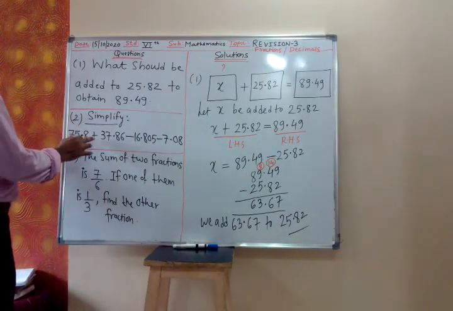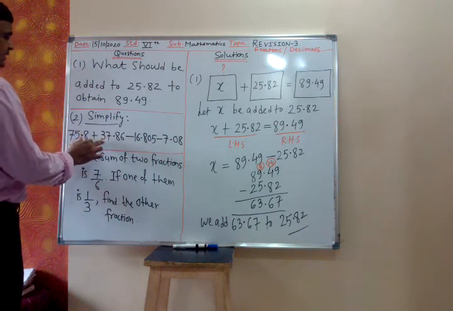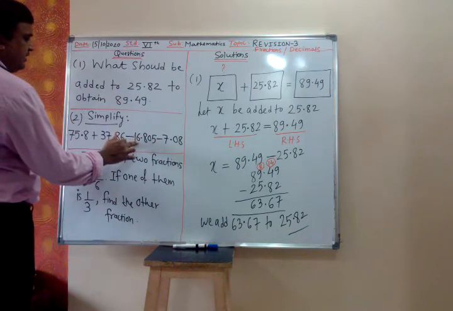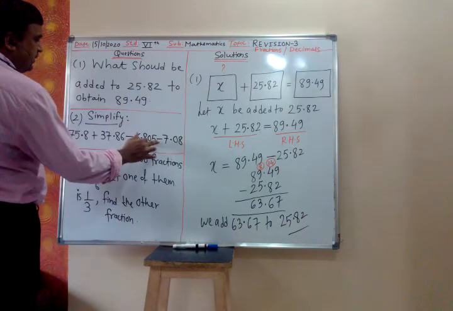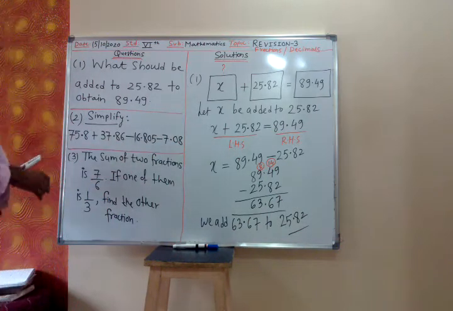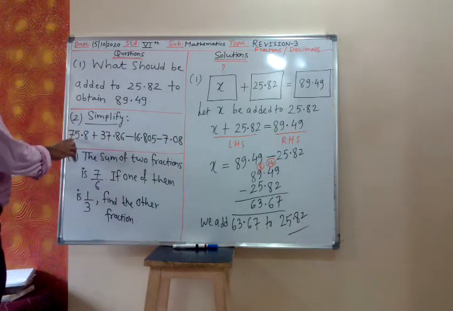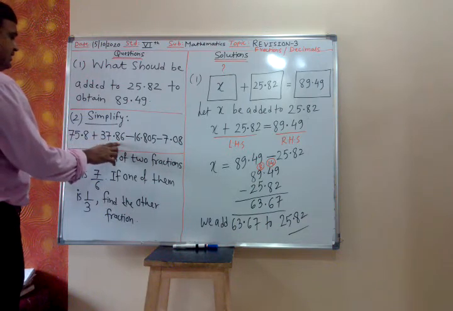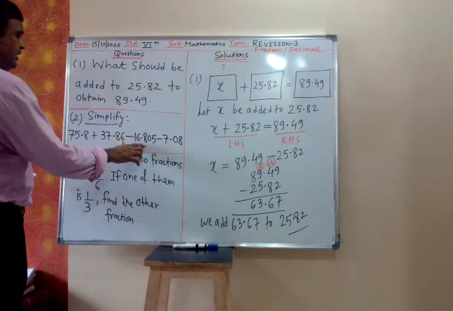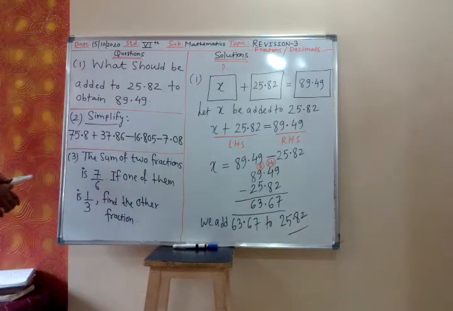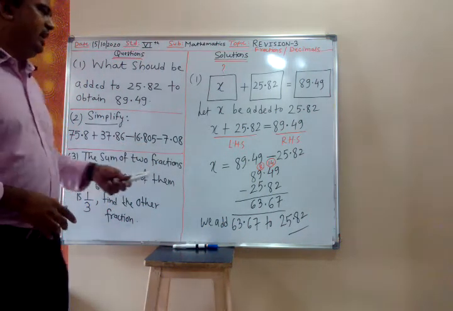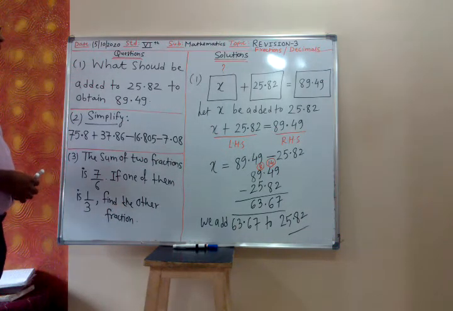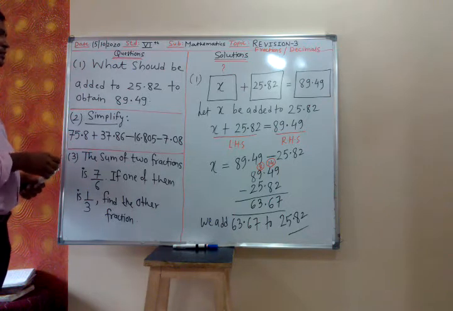75.8 plus 37.86 minus 16.805 minus 7.08. Second one is simplify. 75.8 plus 37.86 minus 16.14. I have written the circle. I have written 14 in the circle, means above 4 it is 14.